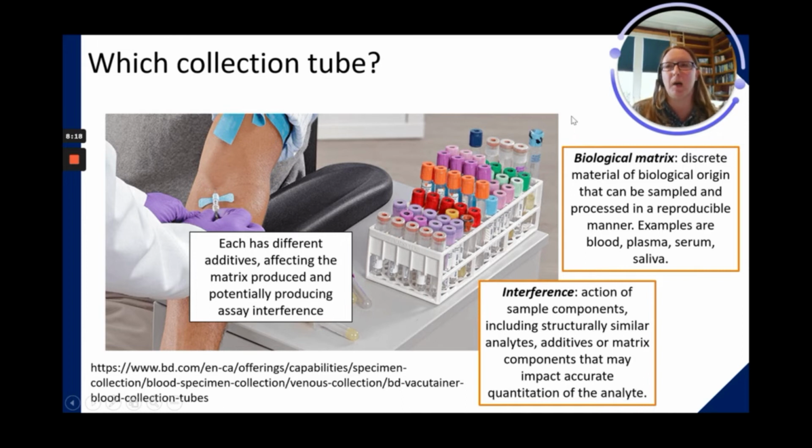And just to define what I mean by biological matrix, this is, of course, the discrete material of biological origin that can be sampled and processed in a reproducible manner. So we take blood, and from that, the matrix is either the blood, plasma, serum, or it could be saliva, for example. And each of these different biological matrices has different properties, and each collection tube has different additives. And each of those additives can potentially create interference in the assay that you wish to perform. And so these are important factors right at the beginning when you initially take your sample.